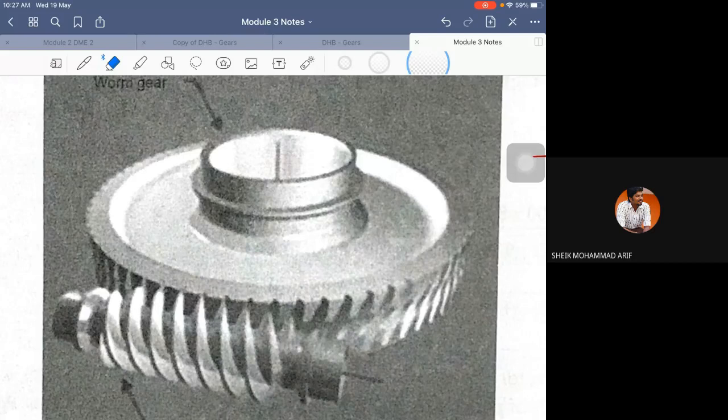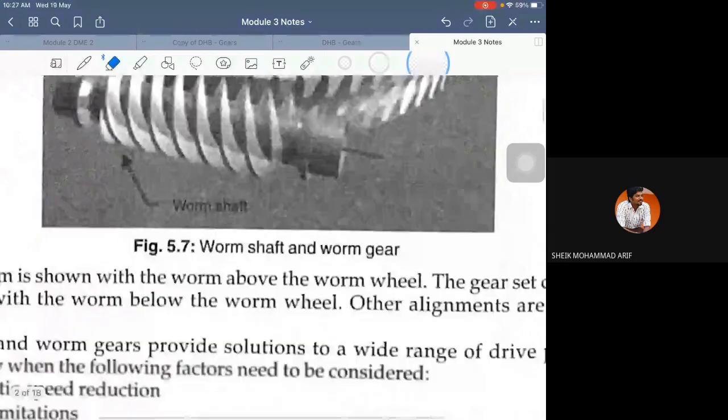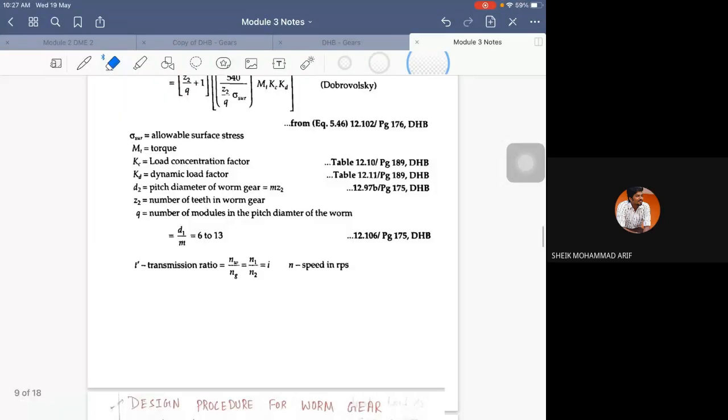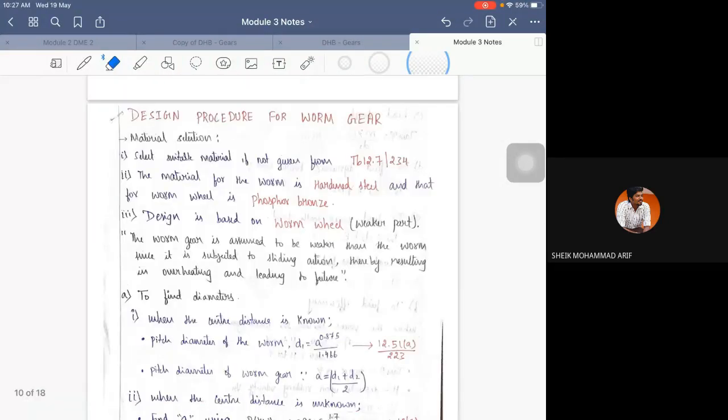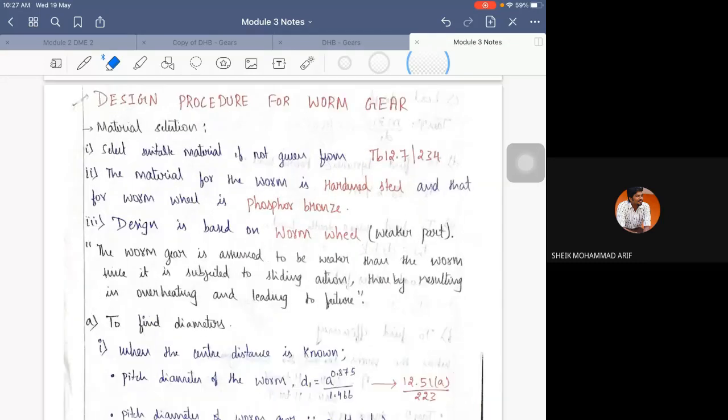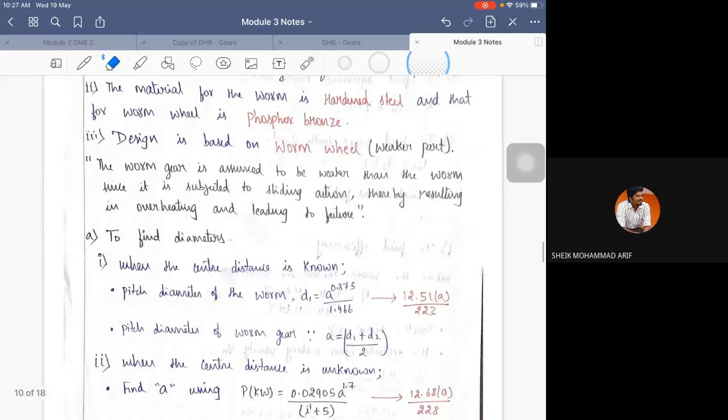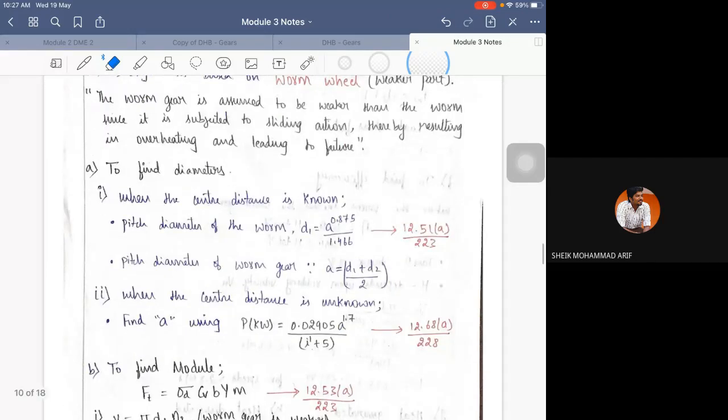We will directly move to the problem. All these theoretical concepts you'll come to know while solving the problems itself. You have a design procedure neatly written, and it was there for the spur and helical gears also. I think I have not even touched this design procedure part and directly moved into the problem. Was there any difficulty over there? Because by wasting time here, you will never come to know.